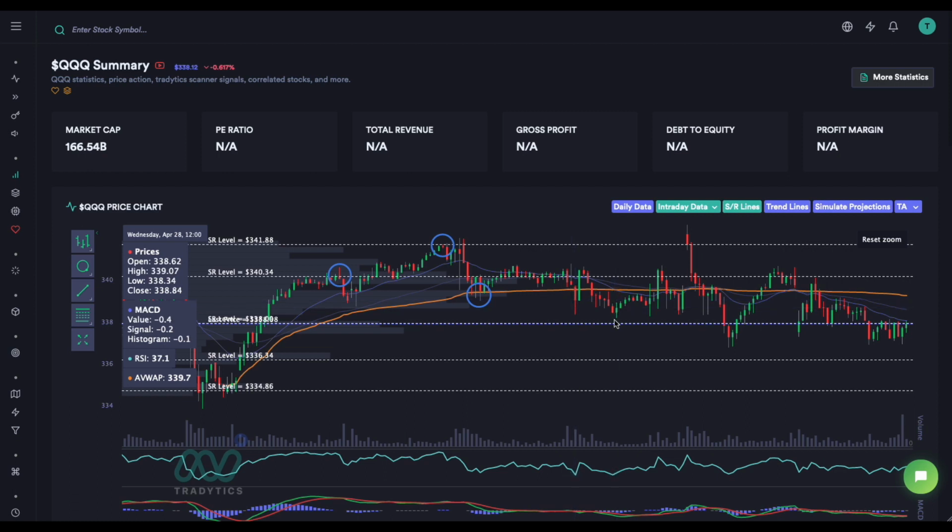Now a tricky thing here would be if you waited till April 29th, you'll see that you would have gotten stopped out here. But again, the price actually did go down quite a bit. So overall, as you can see, this was a slightly hard alert to follow.